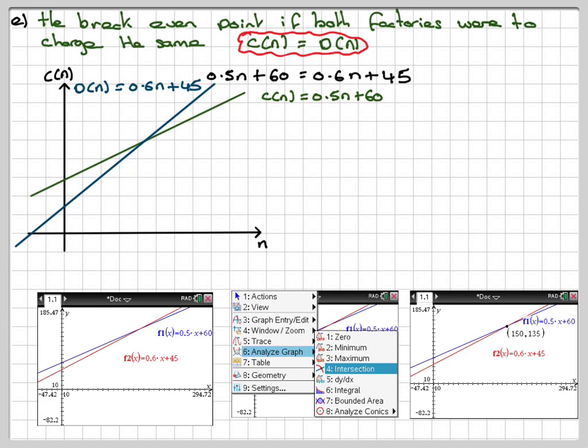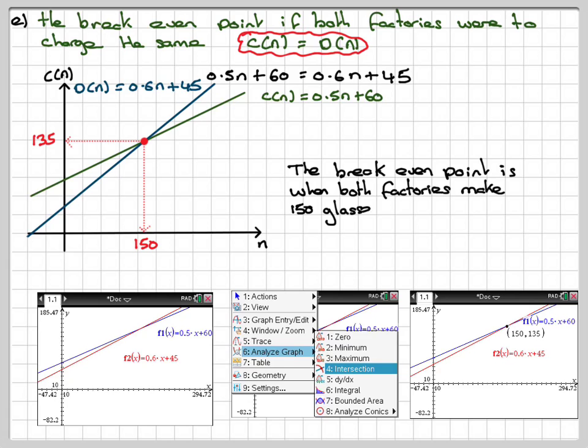Okay, 0.6 has a steeper gradient, so it'll be up this way, and 45 is lower than 60. It only roughly needs to be in the right place. Mark on the point of intersection, read off on the graph, which is 150, 135. So interpreting that, the break-even point is when both factories make 150 glasses, and this will also cost them both $135.